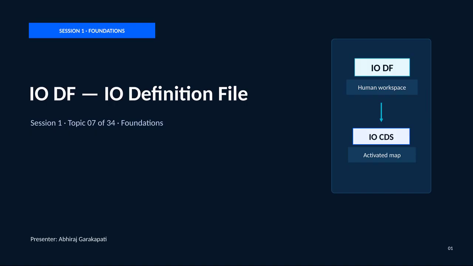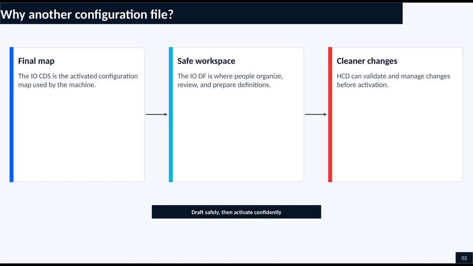It is the working container used by IOCDS to manage the definitions that can later become an activated IOCDS. In simple words, the IODF is where people safely organize and prepare the configuration before it becomes the live map. A beginner usually asks a fair question here. If we already have the IOCDS, why do we need another file at all?